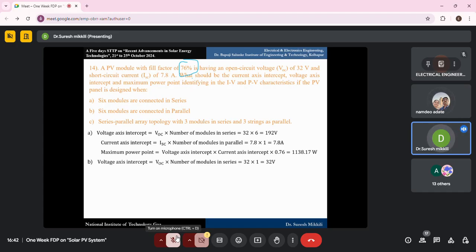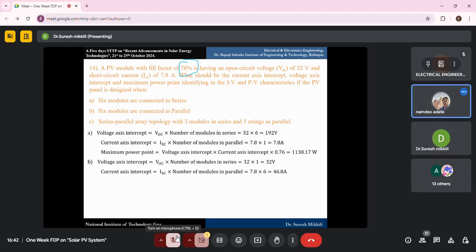VOC in the parallel combination stays the same, since voltage is the same. Then what about current, sir? Current will become 46.8. Yes, now your answer is correct. So what about the power? Power will be 1138. It remains the same.